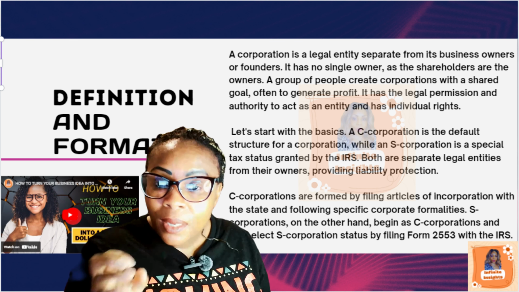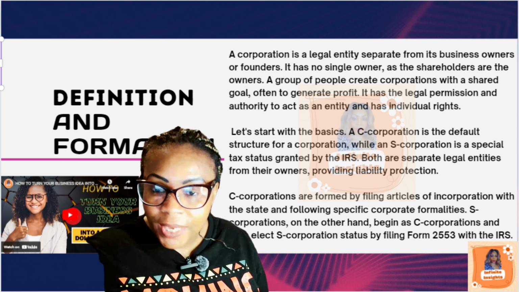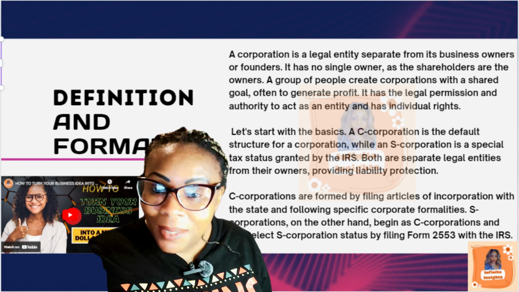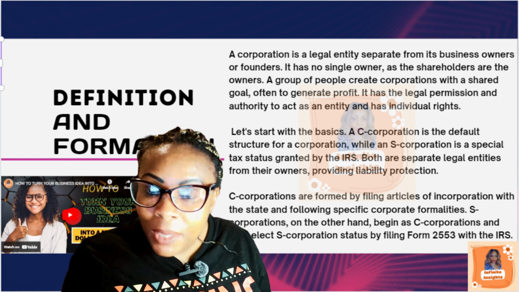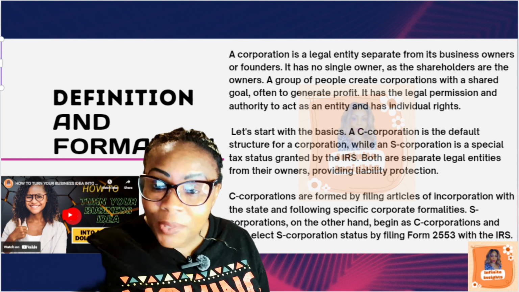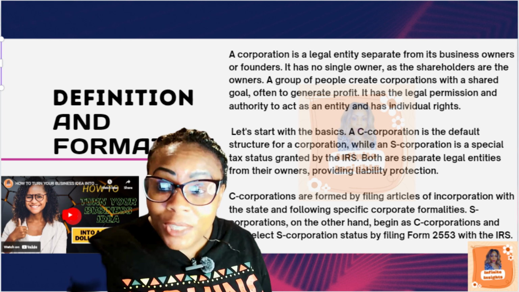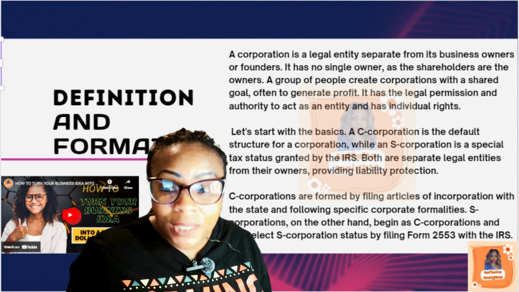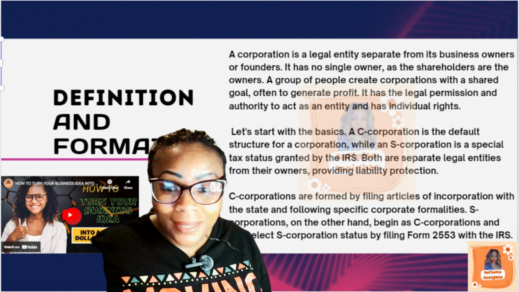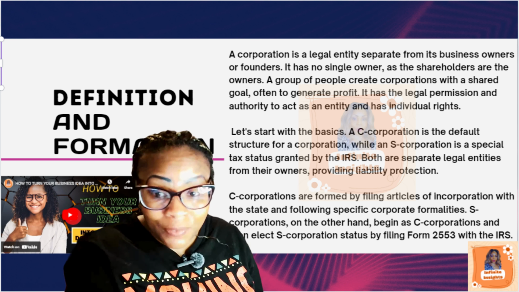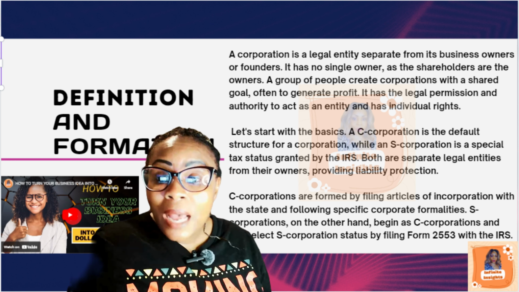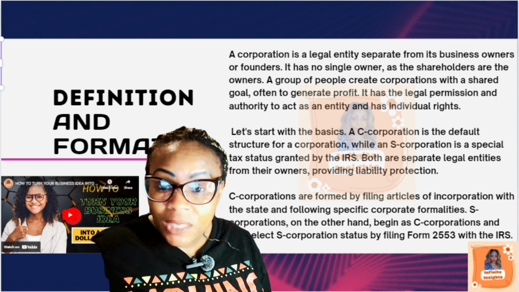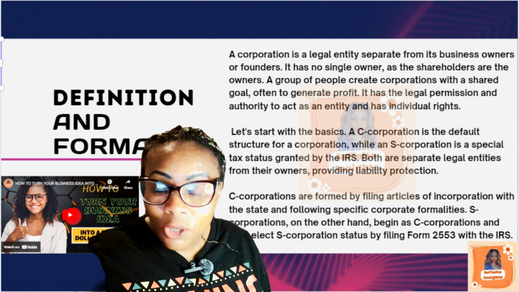How do the shareholders get together? They are a group of people who have decided to work on a common goal to generate profit. A corporation has legal permission and authority to act as an entity and has individual rights. Let's start with the basic form of corporation. The basic form of corporation is C corporation.